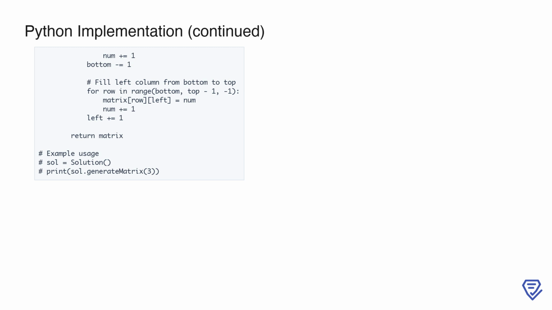An example usage of the function is shown where we create an instance of the solution class and call generateMatrix with the input 3. The function will produce a 3 by 3 matrix filled in a spiral order, which is then printed to the console. This implementation efficiently handles the spiral traversal and ensures that all numbers are placed correctly within the defined boundaries.